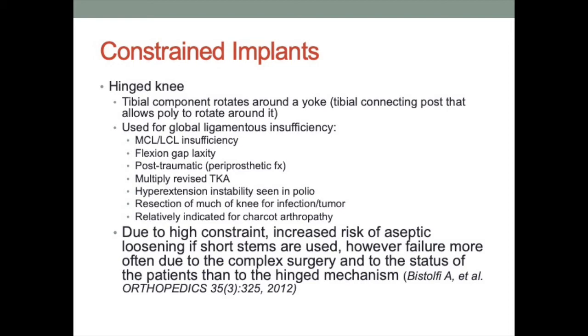Due to the high constraint of these components, increased risk of aseptic loosening is seen if short stems are used. However, failure is more often due to the complexity of this surgery and to the status of the patients rather than to the actual hinged mechanism itself. So again, it suggests that we have a lot of control over patient outcomes and implant failures by making sure we get as well balanced of a knee as possible. Even if we have to go to a constrained implant, you want to make sure that you don't have excessive patella baja or alta, or you have excessive stresses and strains on the implant.